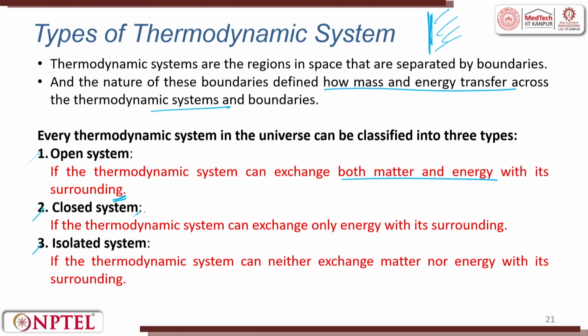What is a closed system? Closed system means the thermodynamic system can exchange only energy with its surrounding. That is closed. Open system is both matter and energy, right? Closed system is only energy. And the isolated system is, there can neither be a transfer of matter nor energy, is called as isolated systems.